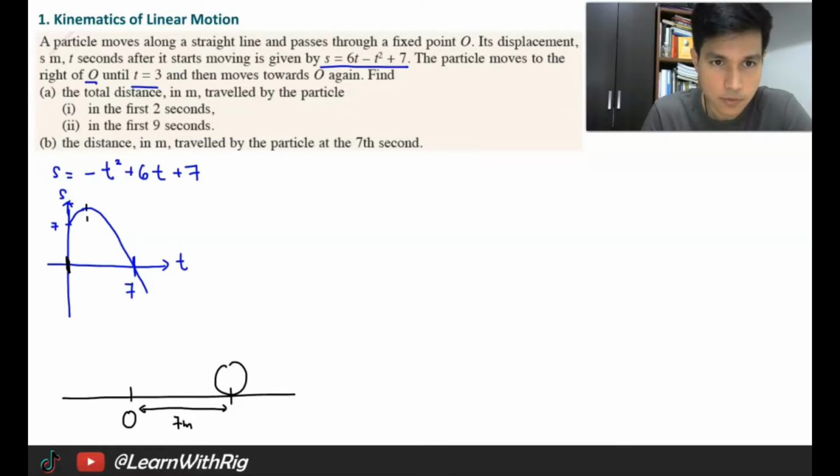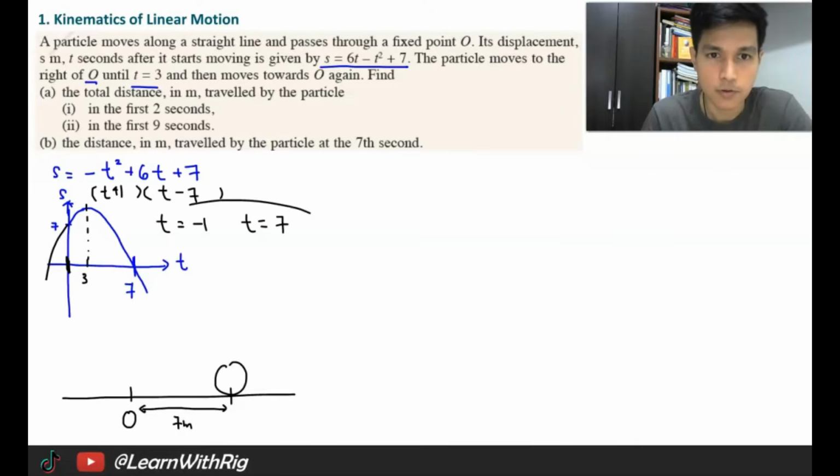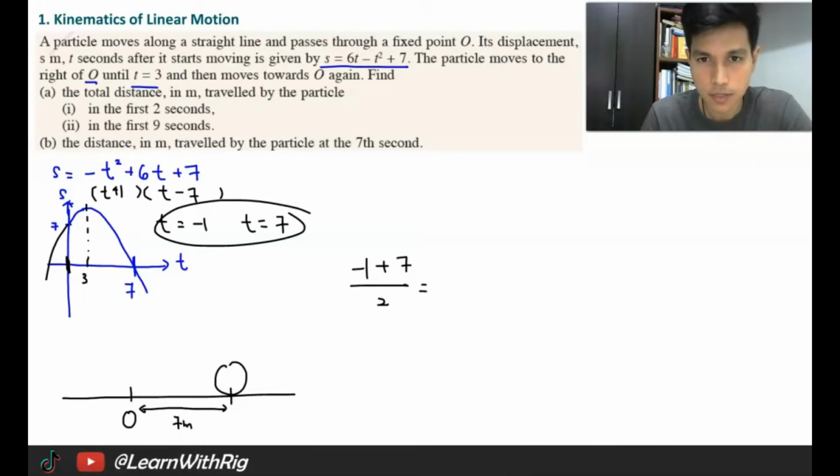So here you can find it's actually equals to 3. How to find? It is the midpoint. When you factorize this, right, you will get t positive 1, t minus 7. So you'll get t equals to negative 1 and t equals to positive 7. So that should be your x-intercept, correct? So you just find the midpoint of this, negative 1 plus 7 divided by 2. So you get 6 over 2, which is 3. So that is your center here. Clear?